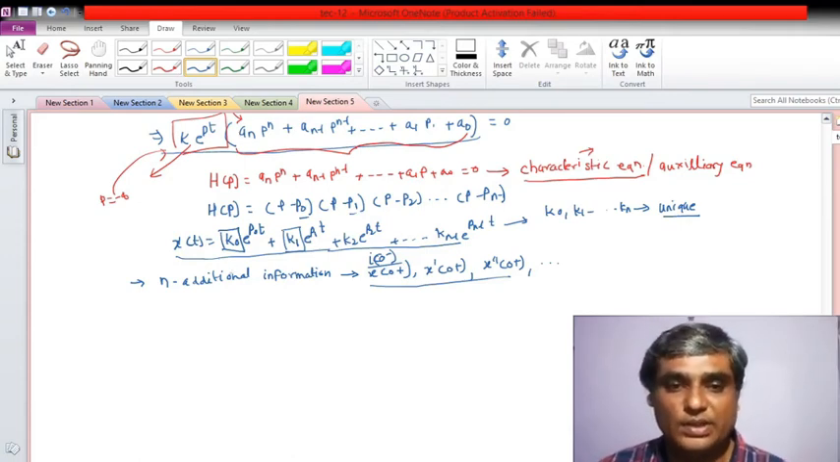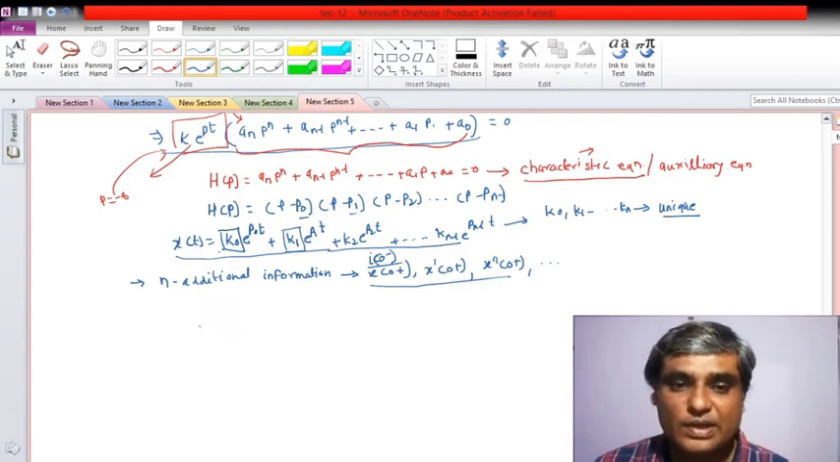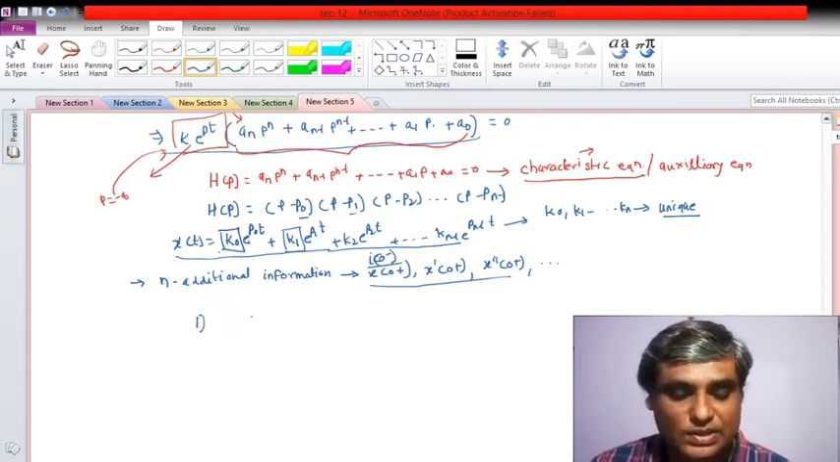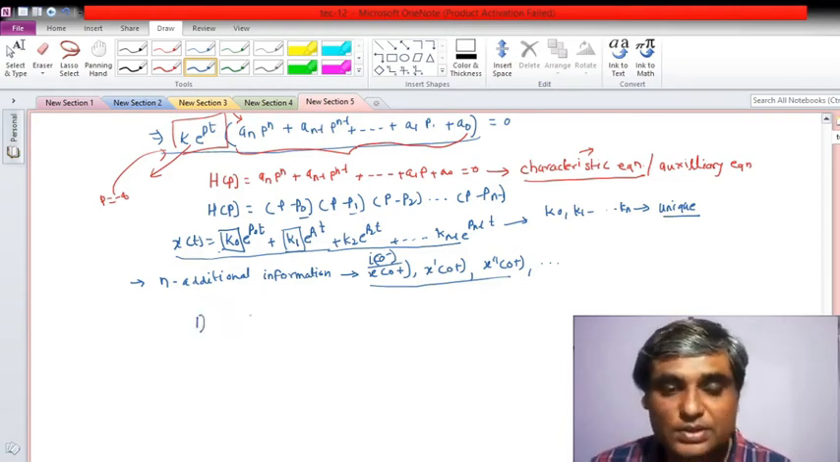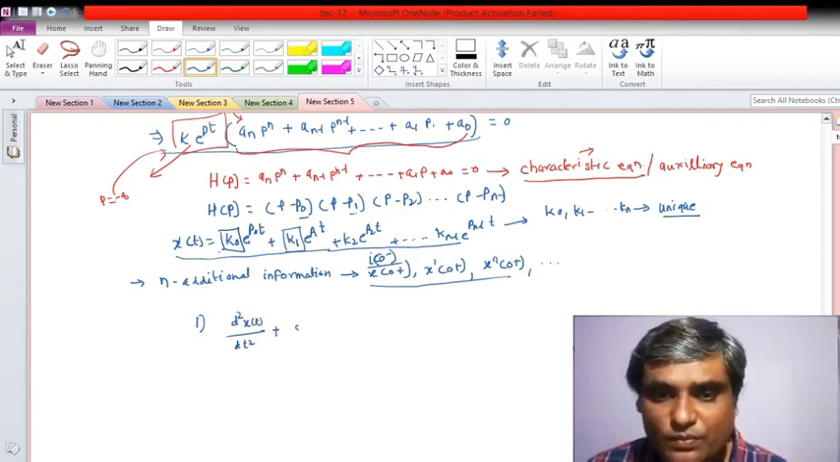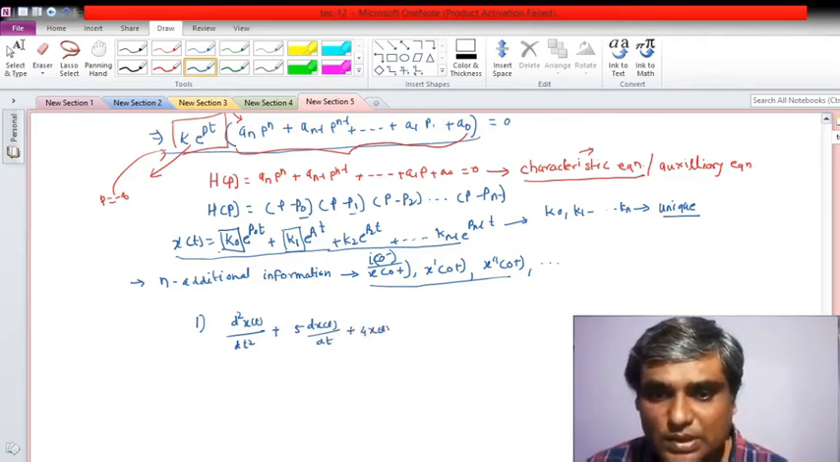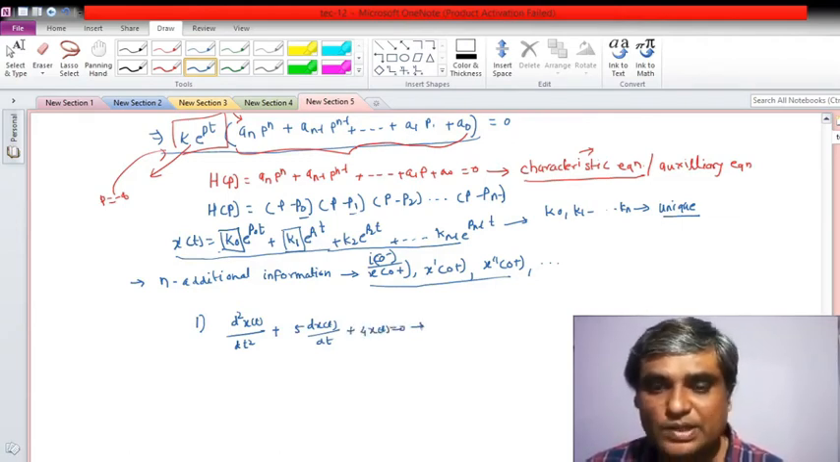Okay, now let us see the three different problems for the three different conditions. The first condition is that suppose I have the equation d2x(t)/dt square plus 5 dx(t)/dt plus 4x(t), which is 0, and find out the solution of this equation.